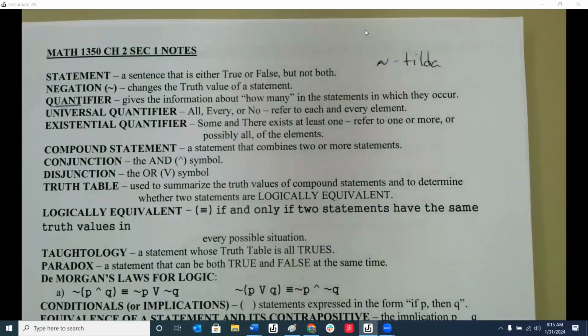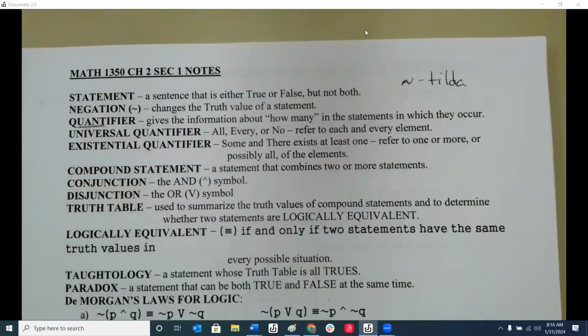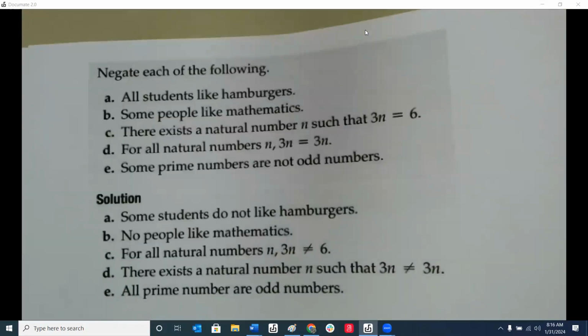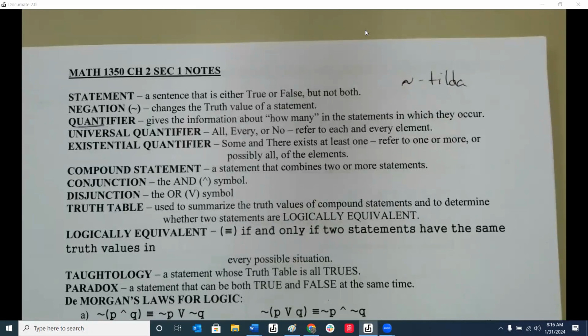It's sheets. The one that says chapter 2, section 1 notes has 2 pages. It will have a second page that looks like this. Or it may have it. I don't know if it came out or not. It didn't. Okay, it didn't print out. I'm sorry.